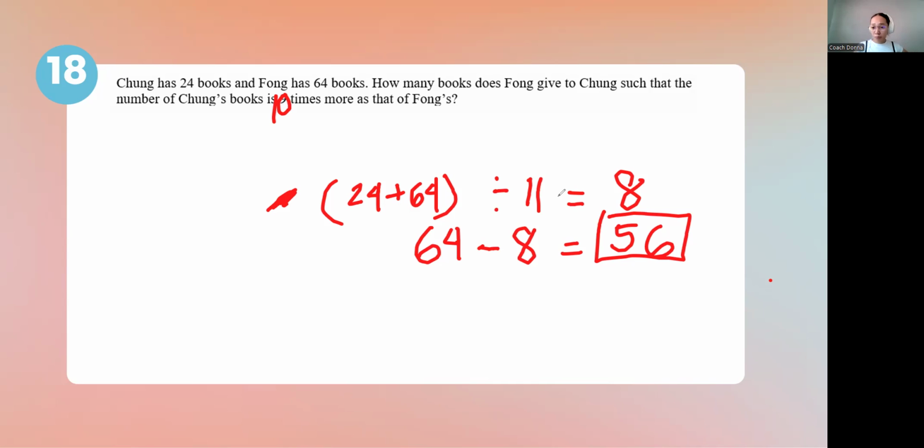Question. All right, please stop spamming the chat box, please.